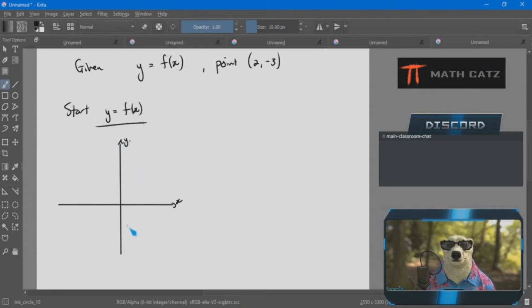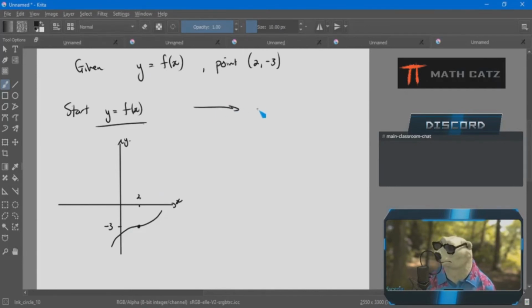I don't know what it looks like, but I know the point 2, -3 is on it. I'm just drawing a random line, right? Don't know what it looks like. No idea. They don't need to tell me. If I had a function I've seen before, then I can graph it. But it's independent of what the function is.